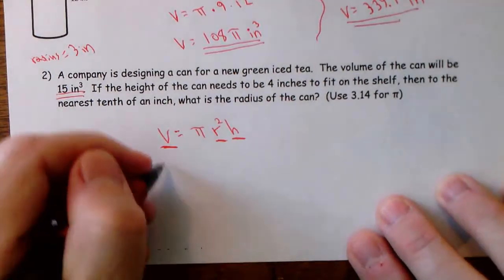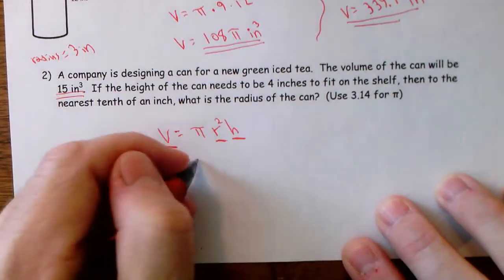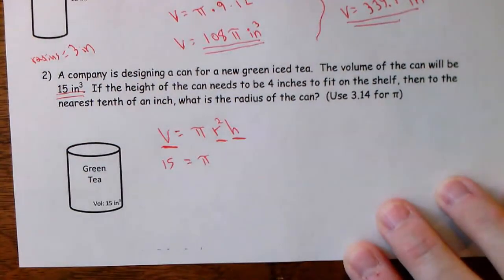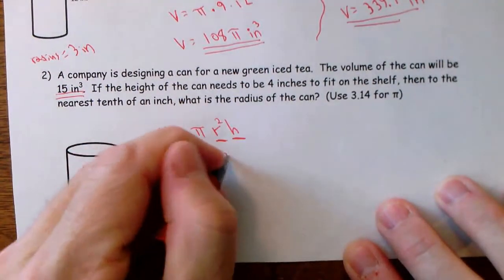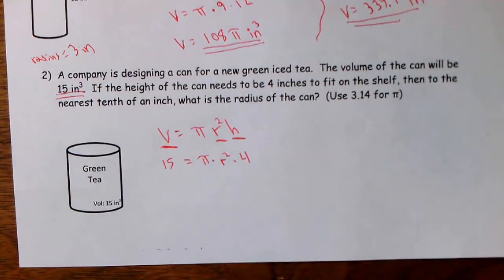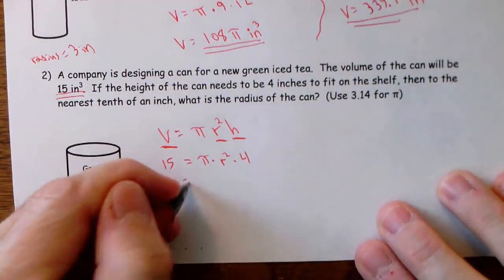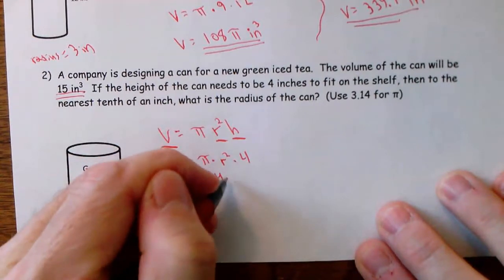We know the volume needs to be 15. And we have pi. And we do not know the radius, but we do know the height. The height needs to be 4. So now I've gotten rid of all the variables, and I can solve for r, the radius. And the first thing we would want to do, and I probably should have done this first, is replace pi with 3.14.